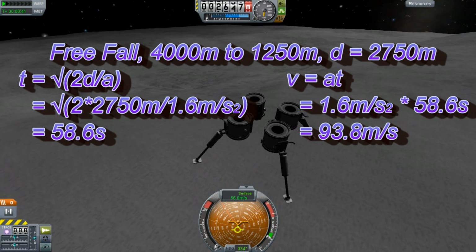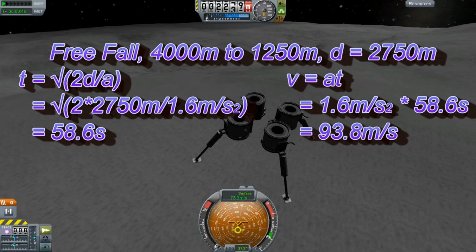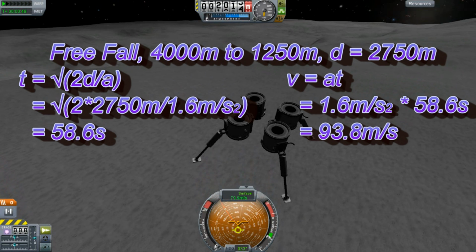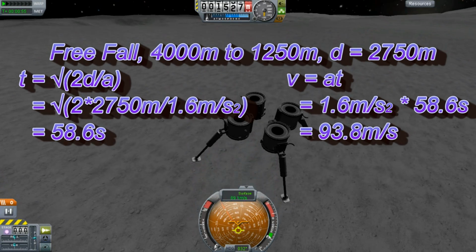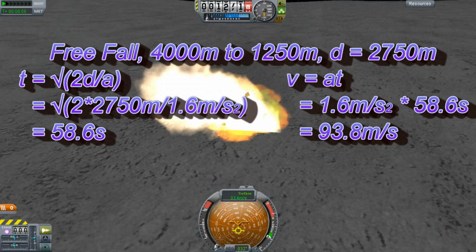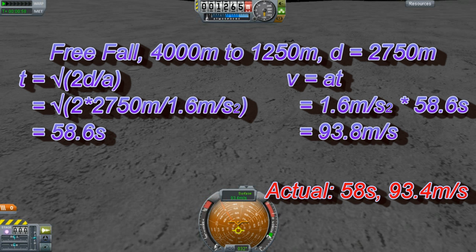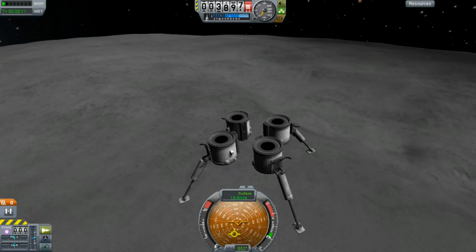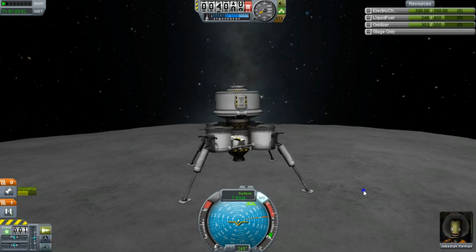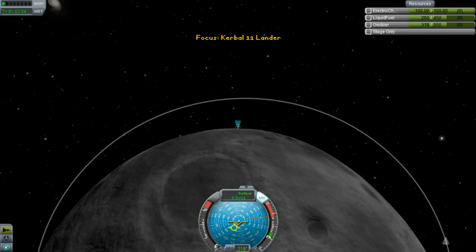So to test what this actually looks like, we've dropped our tanks and legs from the lander from about 4,000 meters and 0 rate of climb to let them free fall down to the surface of the Mun and see what we end up with. And we have 58 seconds and 93.4 meters per second on impact. It's pretty close. So the cool thing about gravity working both ways is that if we were able to pulse the lander upwards at 93.4 meters per second, then it should reach its apoapsis at about 4,000 meters of altitude after 58 seconds.